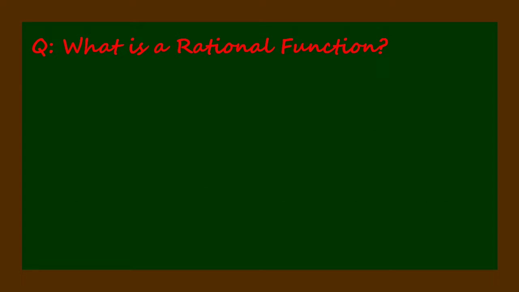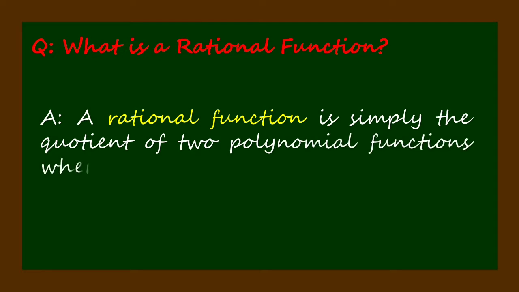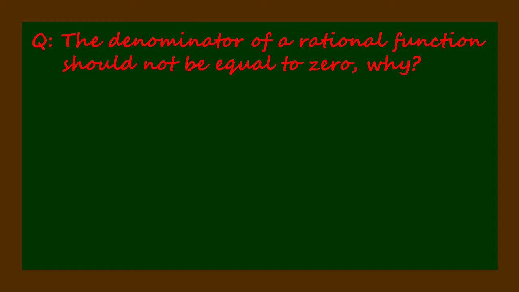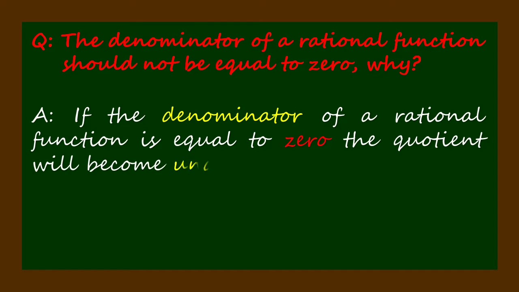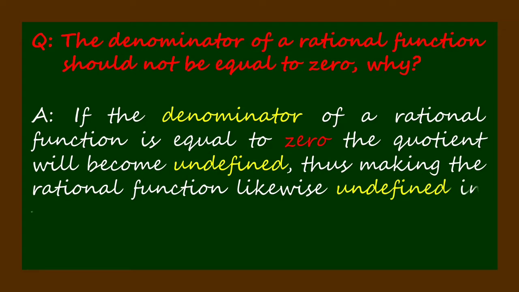What is a rational function? A rational function is simply the quotient of two polynomial functions, wherein the denominator is not equal to 0. The denominator of a rational function should not be equal to 0. Why? If the denominator of a rational function is equal to 0, the quotient will become undefined, thus making the rational function likewise undefined in that case.